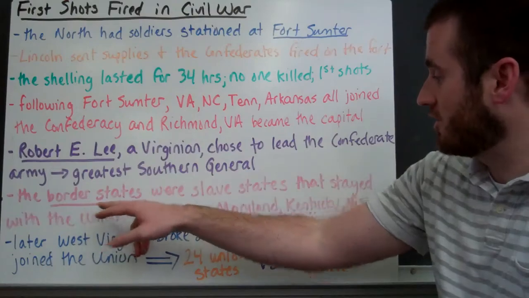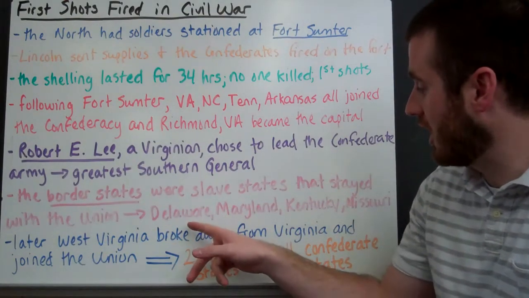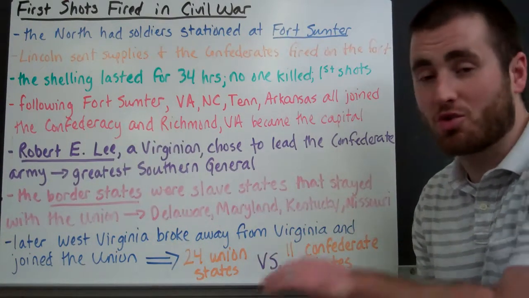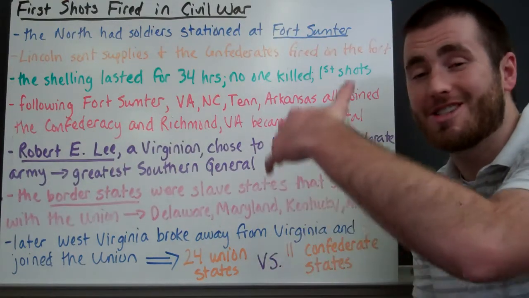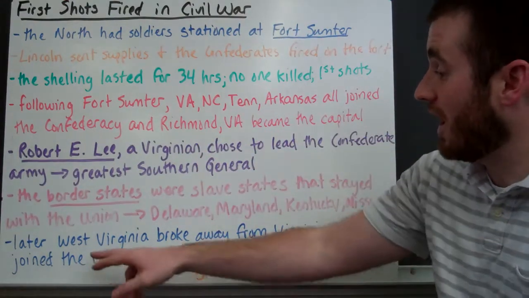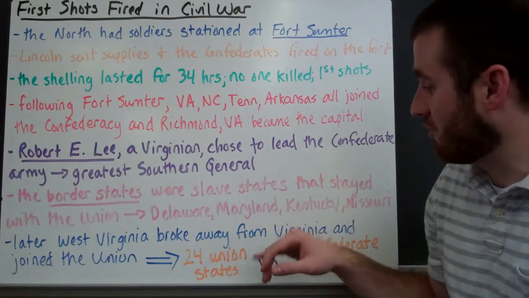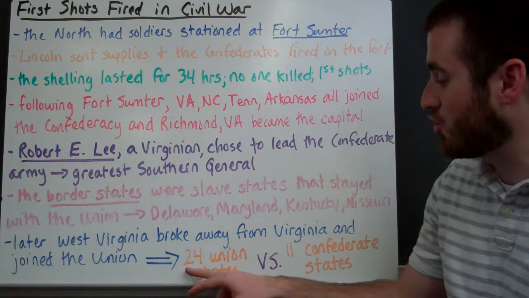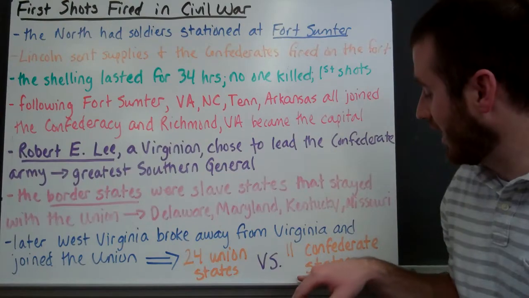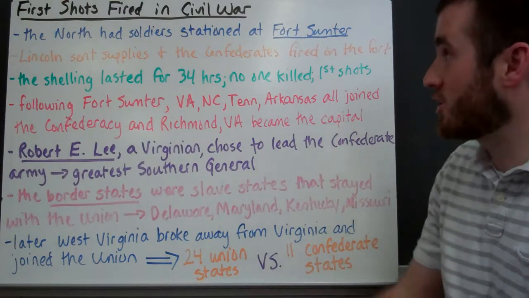So the border states were slave states that stayed in the Union: Delaware, Maryland, Kentucky, and Missouri. So these were all the states that still had slaves but chose to stay in the Union. Later, West Virginia eventually broke away from Virginia, and they joined the Union. So you had 24 Union states and 11 Confederate states. All right, so that's where we're at.